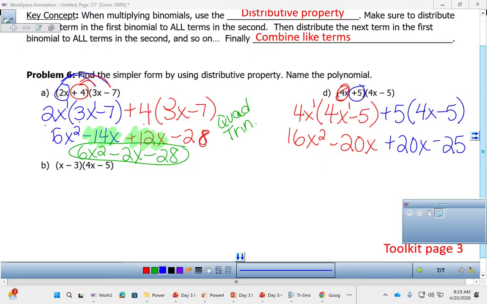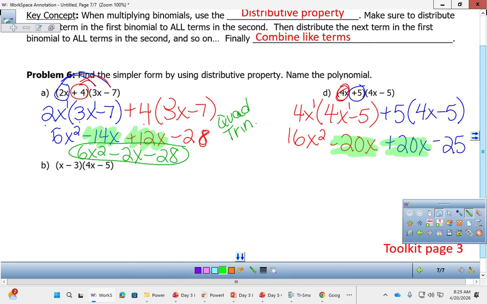I've done all of the distributing that I can do, and now I need to combine like terms. What happens when I go to combine those like terms? What do I get? 0. Negative 20x, positive 20x is 0x. I'm not going to write that.